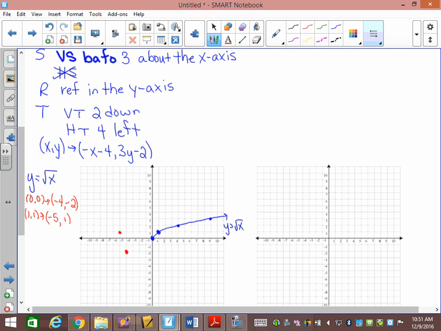Why are we going this way now? What the heck? It was going that way. Why are we going this way? Reflection in the y. So the graph was going this direction. It's now going to be going this direction, which means my domain is going to change, right?